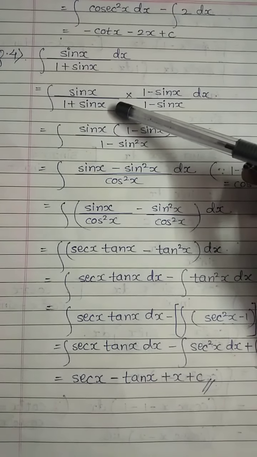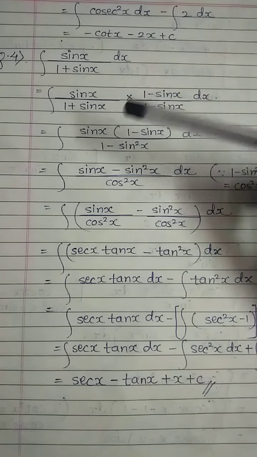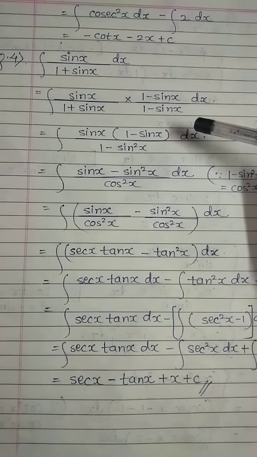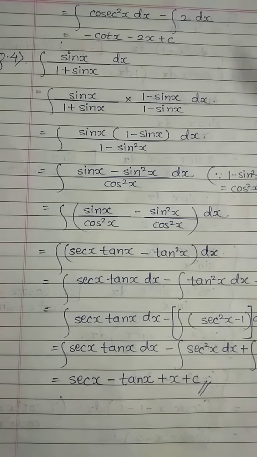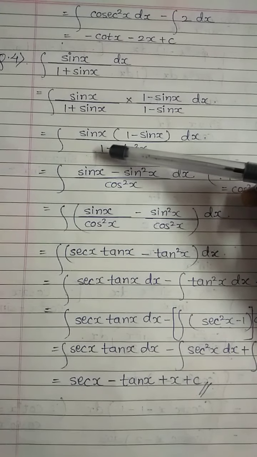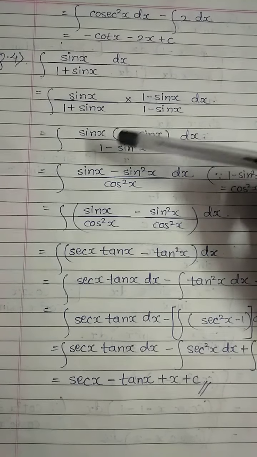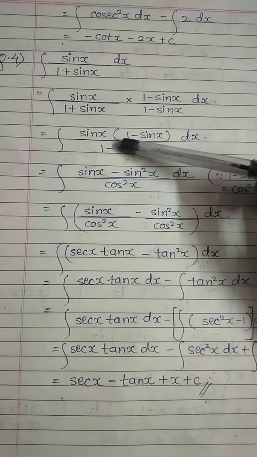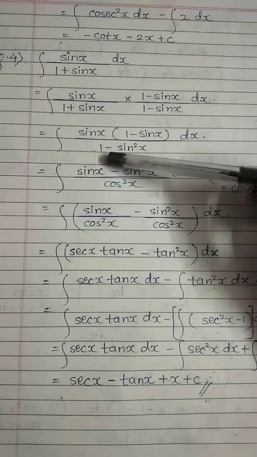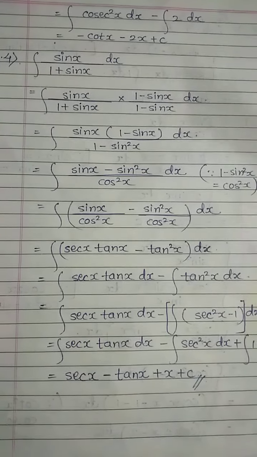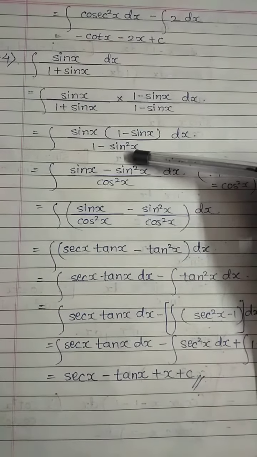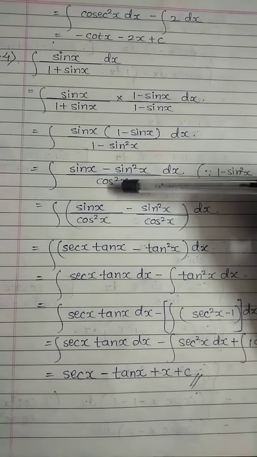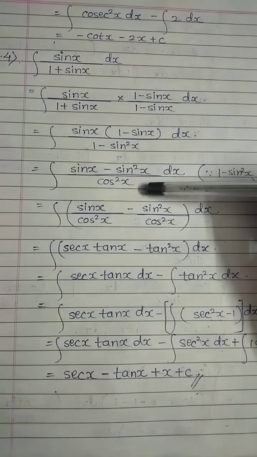Now if you check the denominator, it is in the form of a plus b, a minus b. And we know that a plus b, a minus b is nothing but a square minus b square. So here we will get 1 square minus sin x the whole square. That means 1 minus sin square x. And the numerator will be sin x into 1 minus sin x. Now as sin square x plus cos square x is 1, 1 minus sin square x is nothing but cos square x. So that formula we will apply, and in the denominator we will write cos square x.